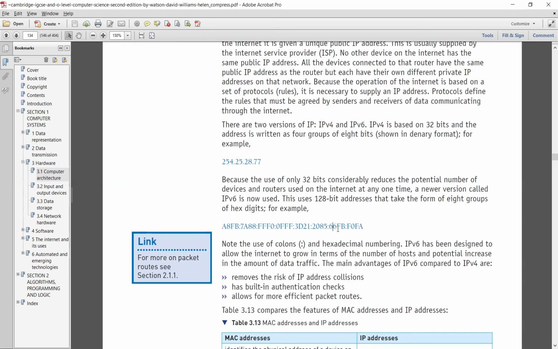A question can come in the paper regarding the difference between IPv4 and IPv6. This is how you can score very easily by mentioning the number of bits: V4 is 32 bits and V6 is 128 bits. Secondly, the use of a denary number for V4 and a hex value for V6. And thirdly, you can talk about the format. If you mention any format like this, that will give you a mark.